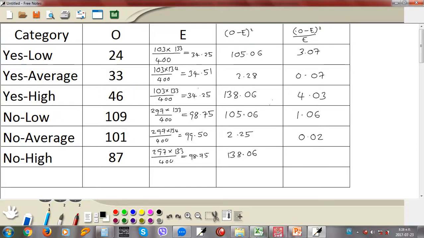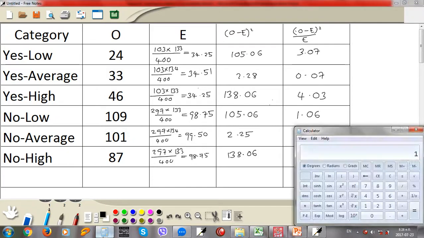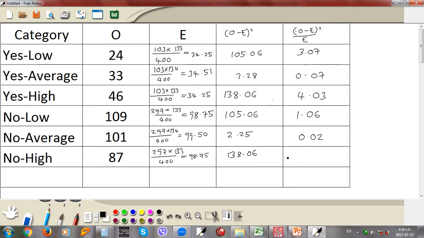Last one, 138.06 divided by the expected value 98.75 gives 1.39. 1.39 rounds to 1.40, so we can write this as 1.40. Now, what is the chi-square equation?